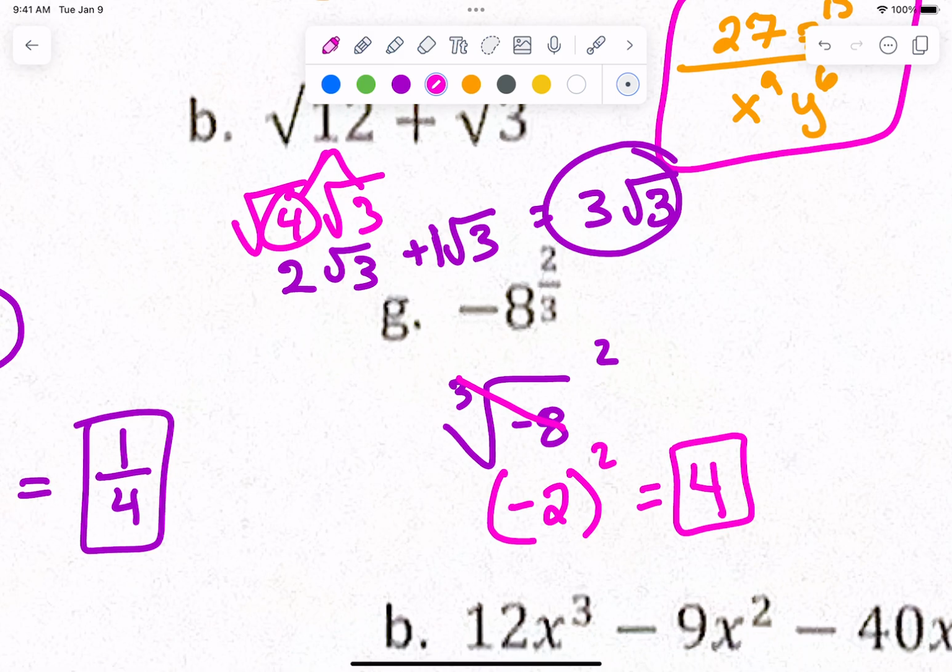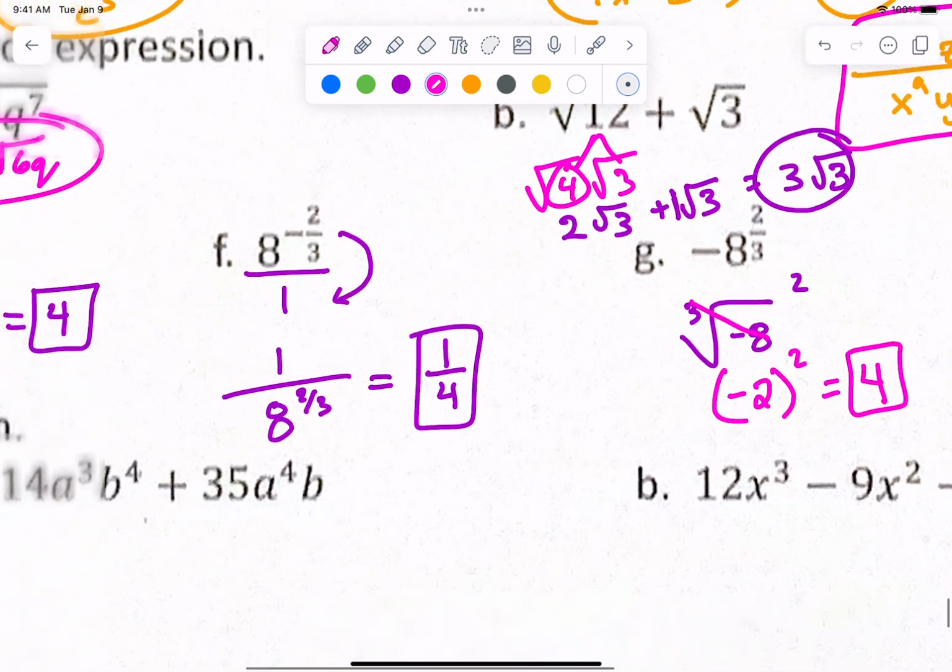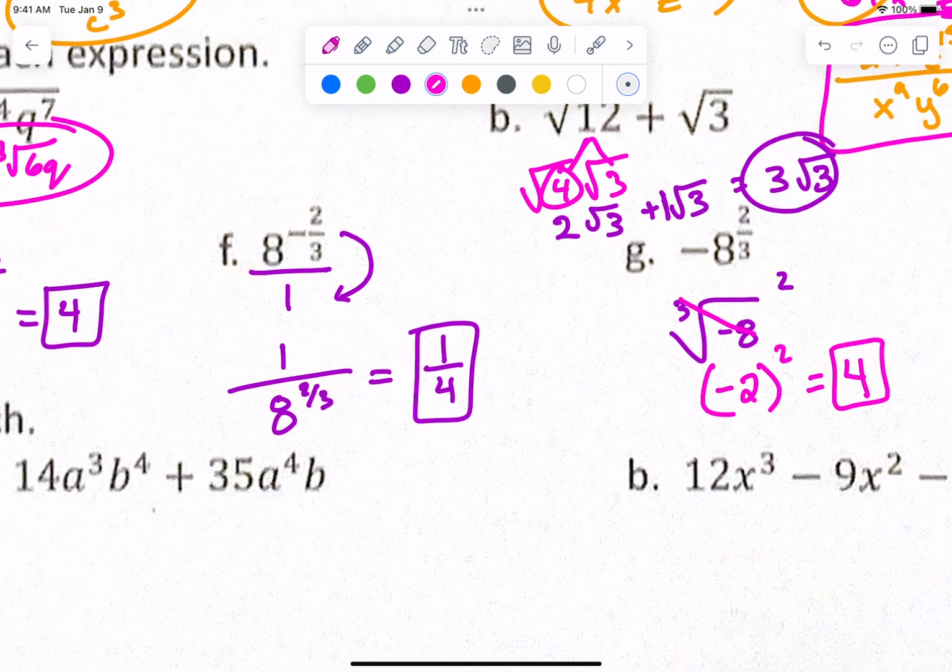Because 2 negatives equal positive. You gotta put the negative 8 in parentheses. Then you get a domain error. So positive 4 because you're squaring it. Yeah, I got a domain error.